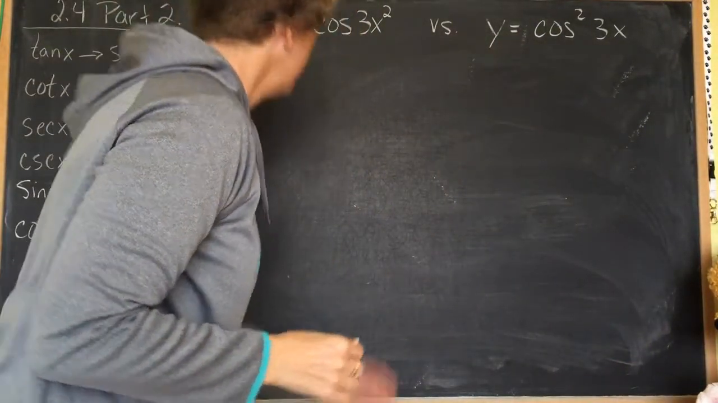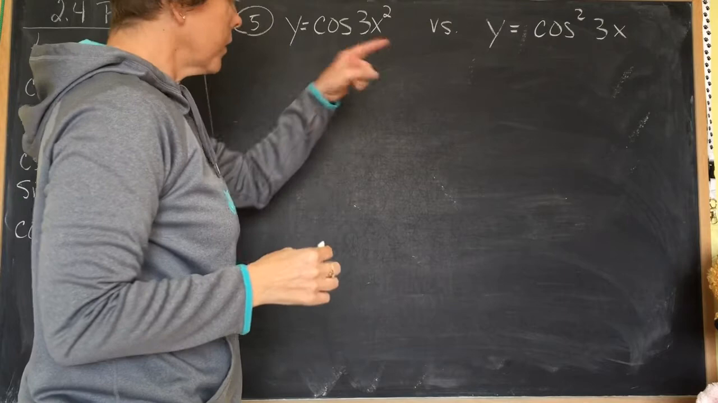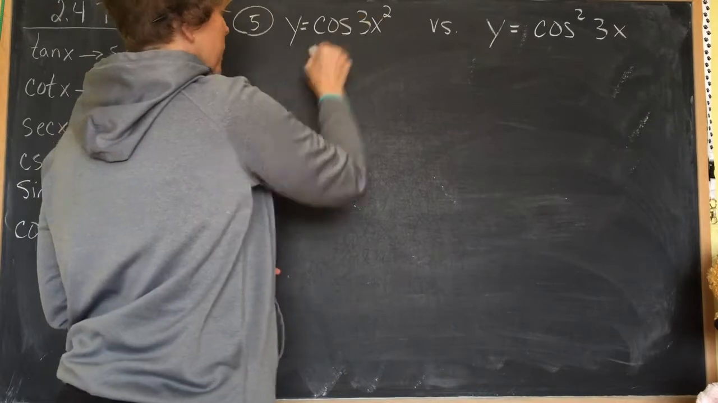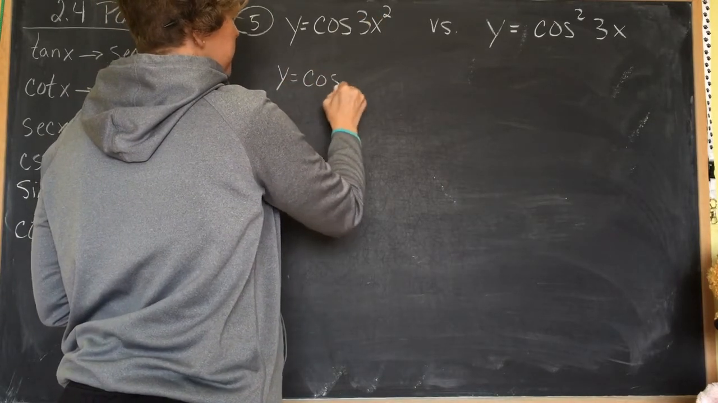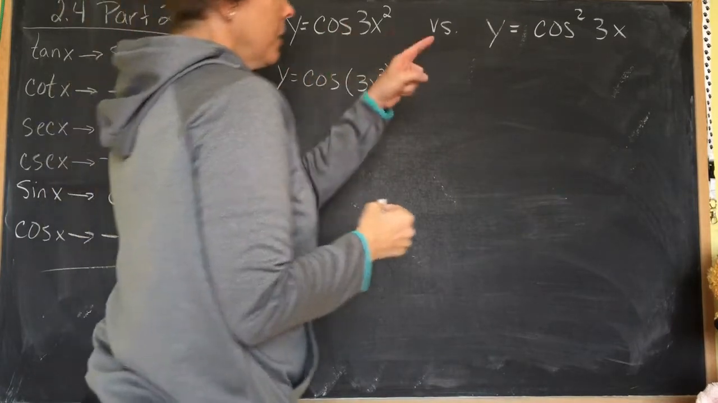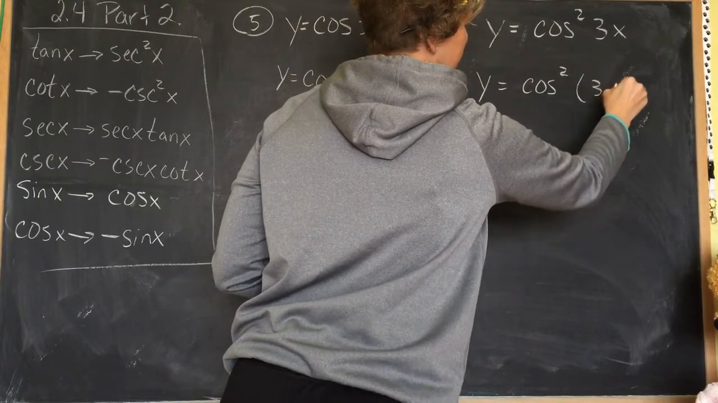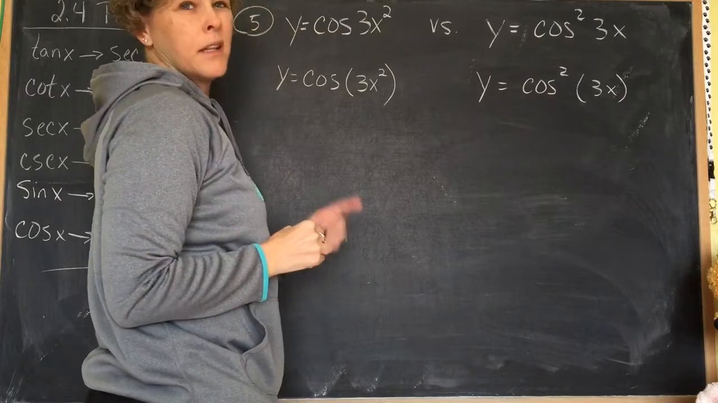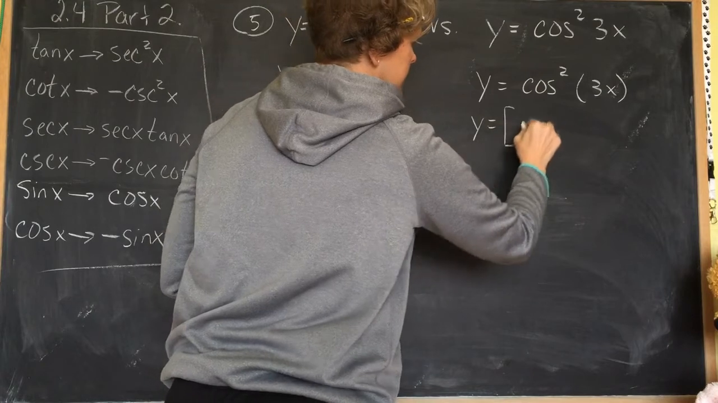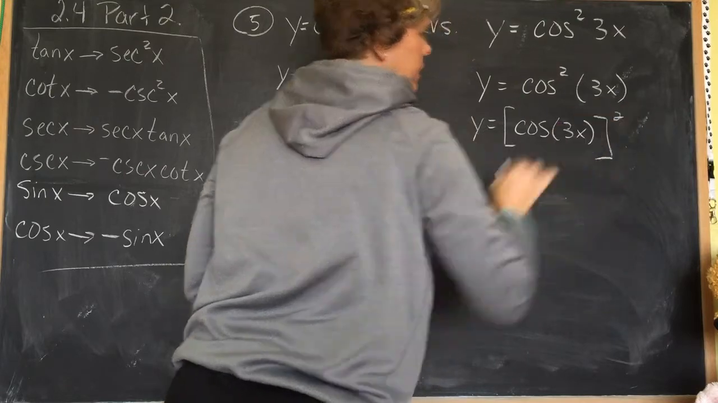I have cosine of 3x squared, and I have cosine squared of 3x. When I go through here, my first job is to figure out what the argument is. In this first one, my argument is 3x squared. In the second one, my argument is just 3x. The only problem is in that second one, I don't like that squared there, so I'm going to rewrite it like this: cosine of 3x, the whole thing squared.